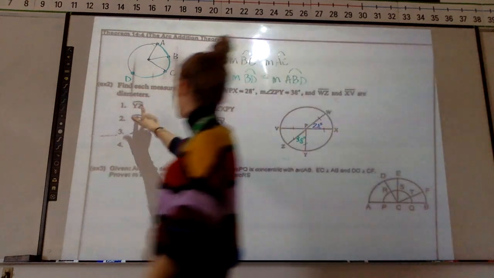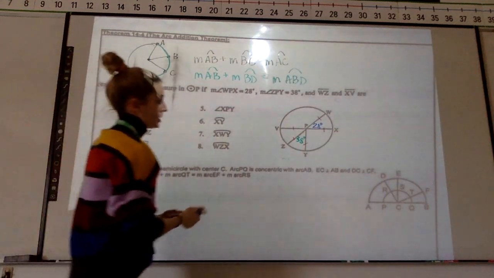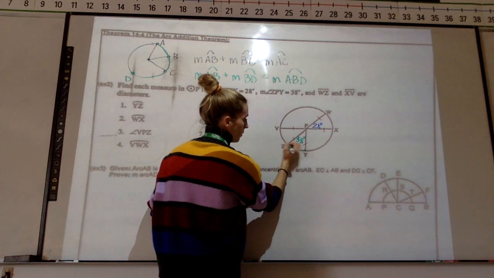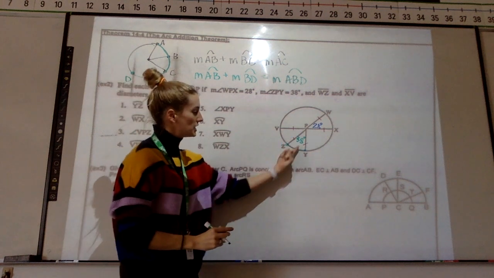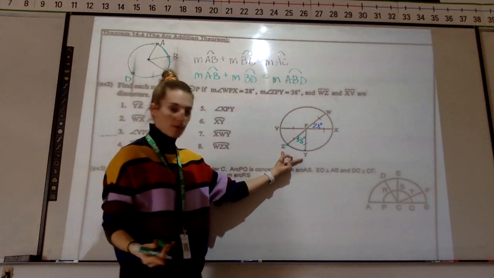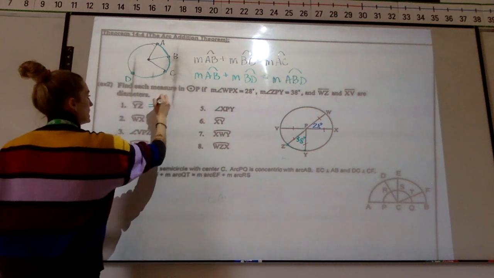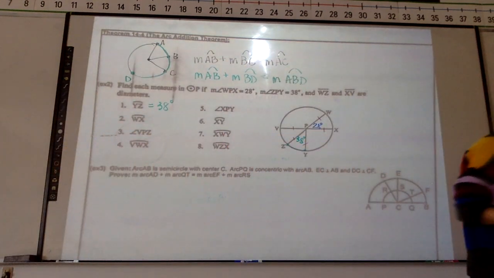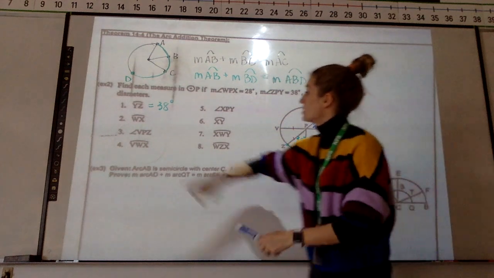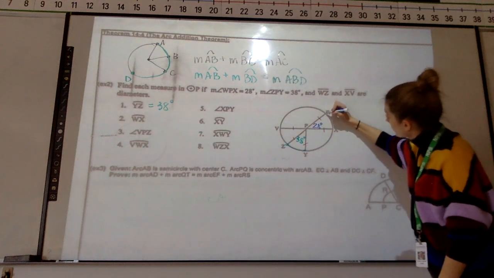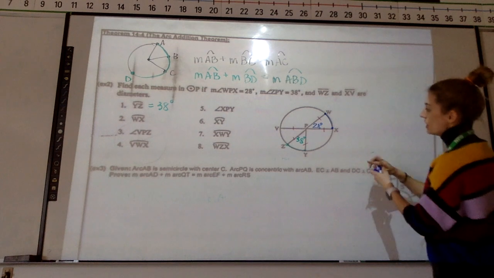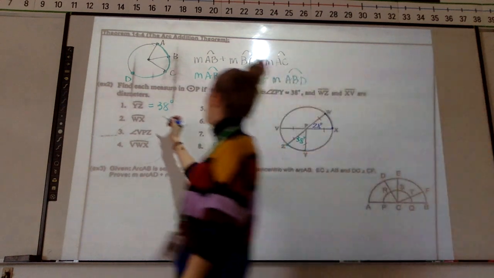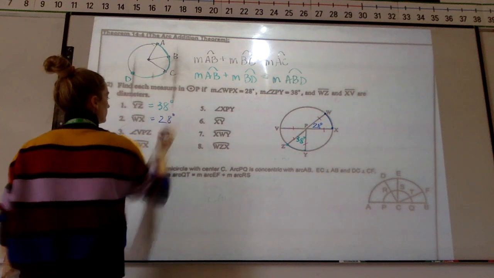First, find the measure of arc YZ. So arc YZ right here. Okay. Well, if you know the measure of the central angle that intercepts that arc, you also know the measure of the arc. The measure of arc YZ is 38 degrees. Okay, so now finding the measure of arc WX. WX right here. We know the central angle that intercepts that arc. They have the same measure. WX, 28 degrees.